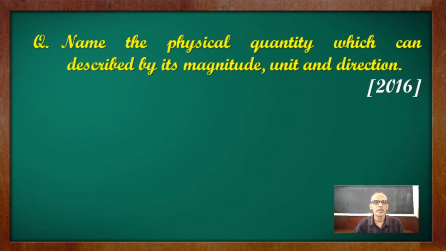Name the physical quantity which can be described by its magnitude, unit and direction. The question is from 2016, and the answer to this question is vector.